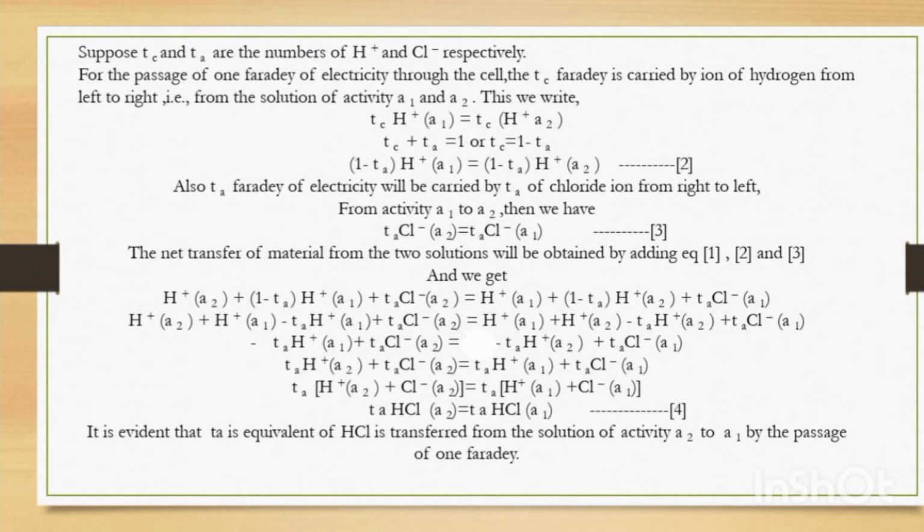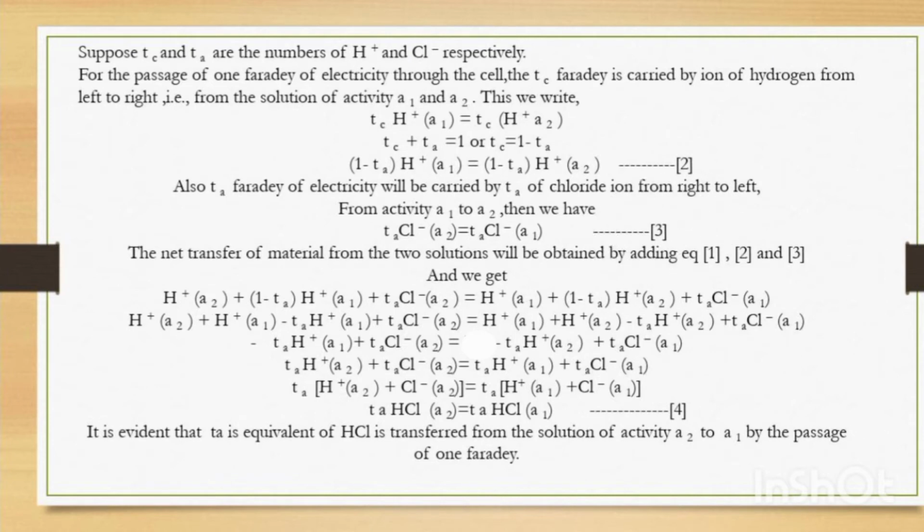Then we have Tc H plus a1 is equal to Tc H plus a2. Now we know that Tc plus Ta is equal to 1, so we can write Tc is equal to 1 minus Ta. Now substituting, we get 1 minus Ta H plus a1 is equal to 1 minus Ta H plus a2. This is equation number 2. Also, Ta Faraday of electricity will be carried by Ta of chloride ion from right to left, from activity a2 to activity a1. Then we have Ta Cl negative a2 is equal to Ta Cl negative a1. This is equation number 3.